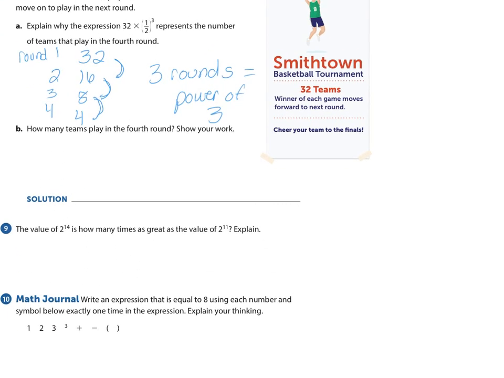How many teams play in the fourth round? We kind of already solved that. We know the answer is 4 teams, but you could also solve it by doing 1/2 times 1/2 times 1/2. 1 times 1 times 1 is 1. 2 times 2 times 2 is 8. So you would take your 32 teams, multiply it by your new fraction you made, which is 32 over 8, which simplifies to 4, which we already knew the answer was 4 teams.